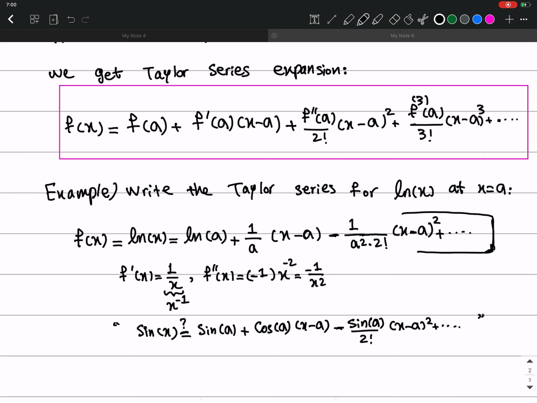So you can do it for any function. For any function, you can write the Taylor series based on this formula that is shown here, and this is a very important formula that we are going to use. Okay.